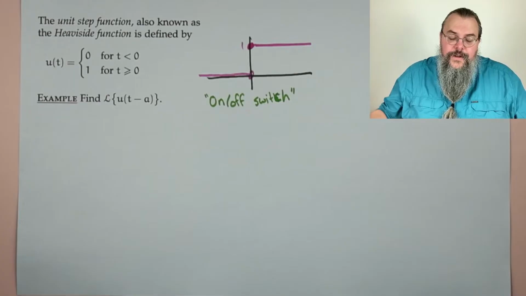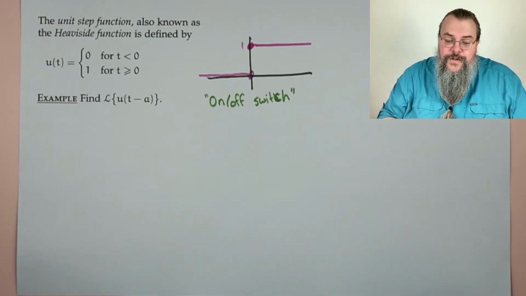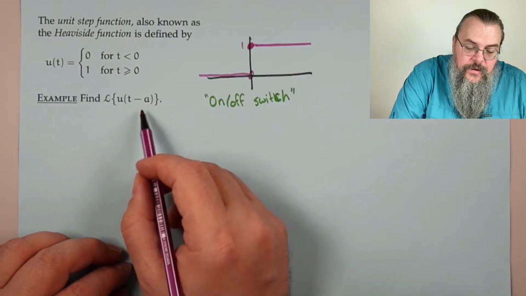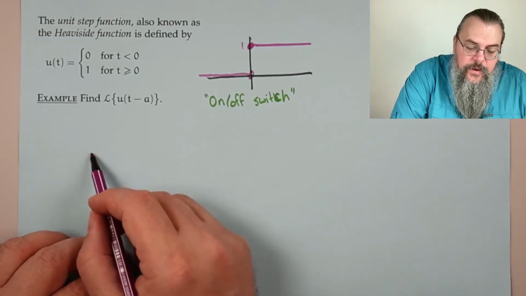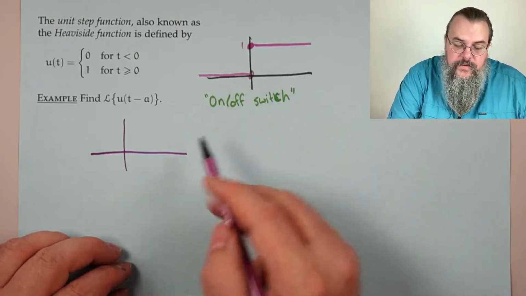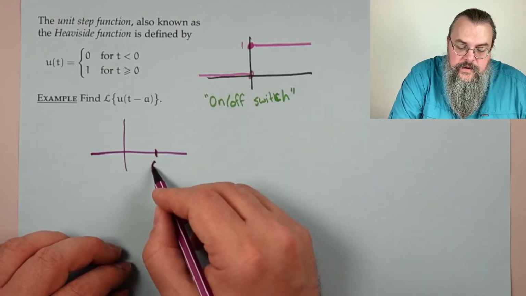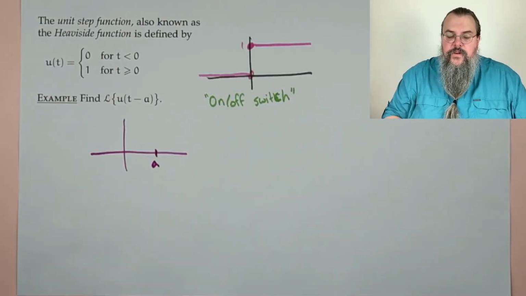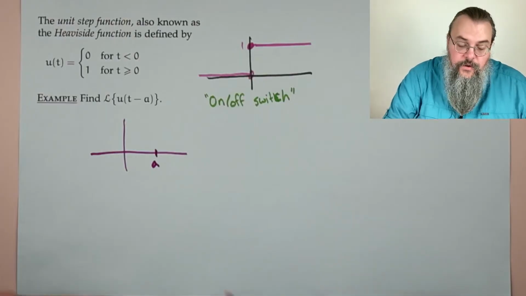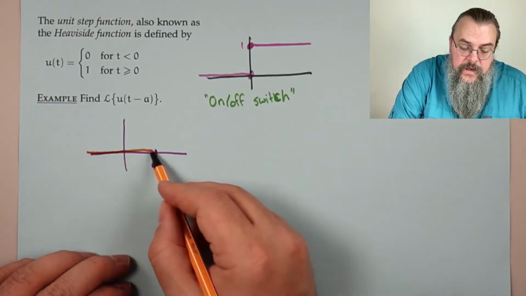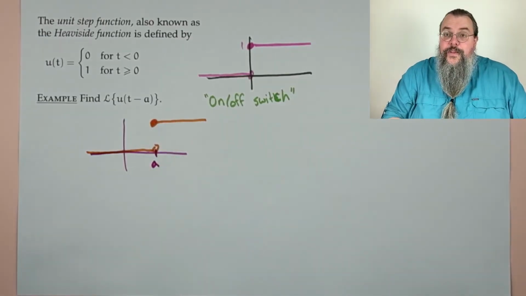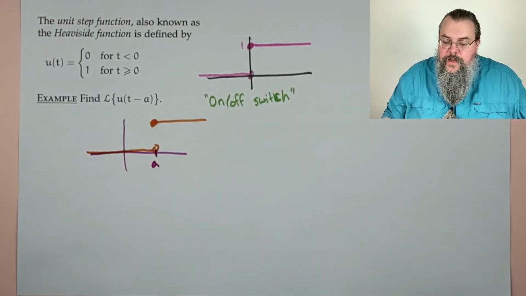Okay, so the Laplace transform of u of t minus a. Now, to be clear here, what does this mean? Well, what this means is now, instead of turning on and off at 0, we're going to turn on and off at a. So our function has a slightly different look. It's been shifted over. So we say, okay, so we're going to shift. All right, now let's begin.